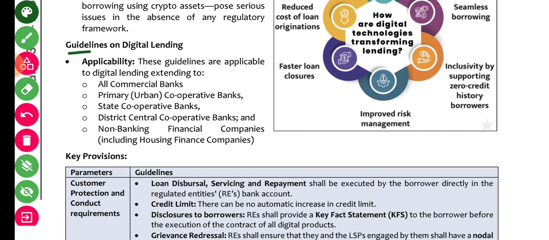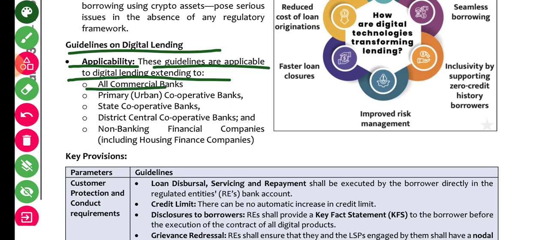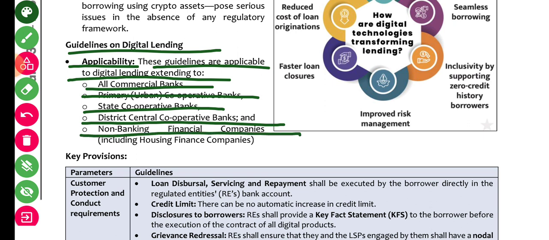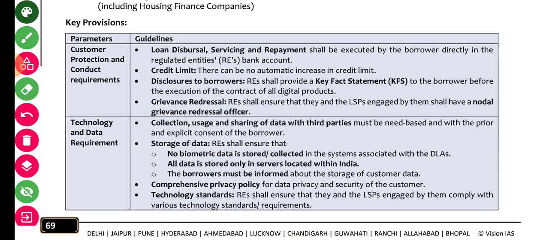Guidelines on digital lending: applicability. These guidelines are applicable to digital lending extending to all commercial banks, primary cooperative banks, state cooperative banks, district central cooperative banks, and non-banking financial companies including housing finance companies. So keep this in mind.